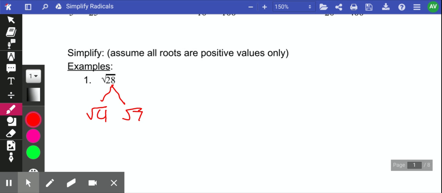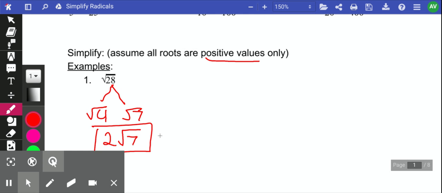Now the square root of 4 is 2, and the square root of 7 we can't take, so it would stay just like that. And when it says assume all roots are positive values only, technically we should have to put plus or minus to radical 7, but we're just going to assume that they're all positive values. So this is it. That's my answer.